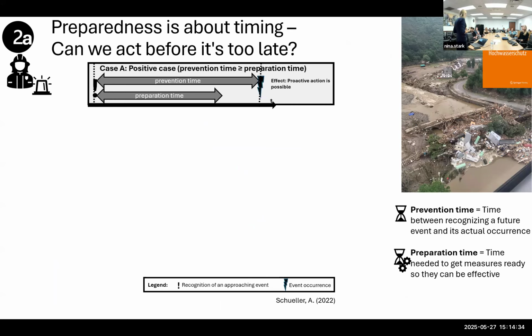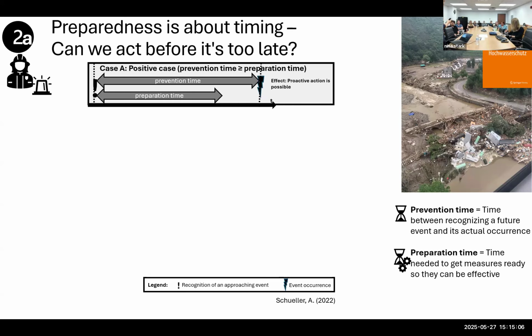So the question is, can we act before it's too late? And I worked in the R Valley after this huge flood disaster that happened in Germany, and yes, there it was too late. So they had only 24 hours to react after the information the flood is coming, and the flood actually happened. So we call this prevention time. From recognizing a disaster is coming to the disaster is happening, we call that prevention time.